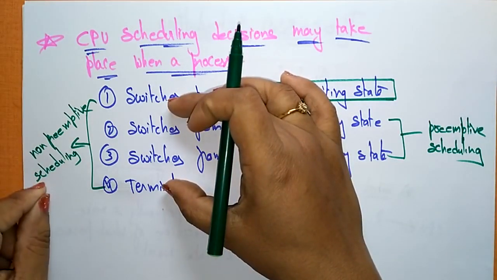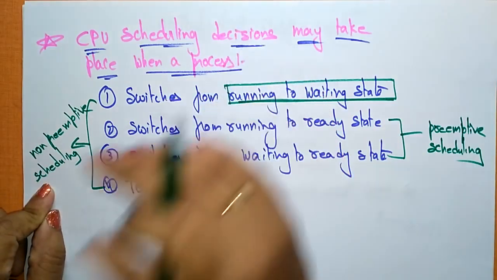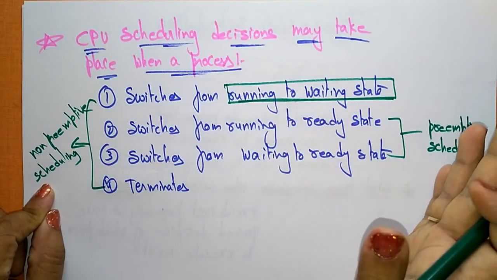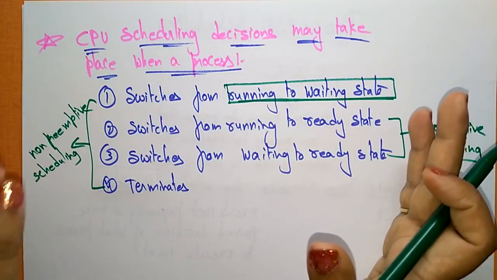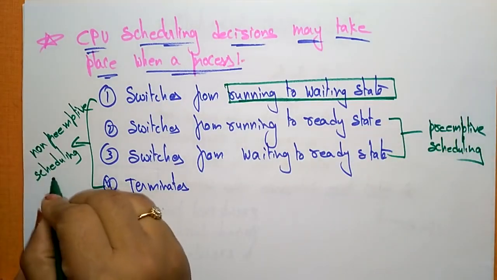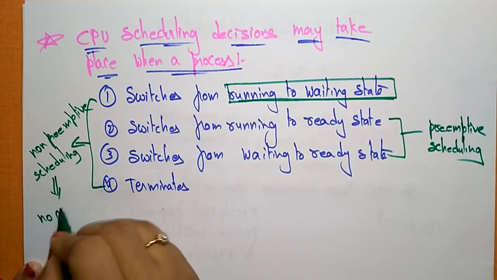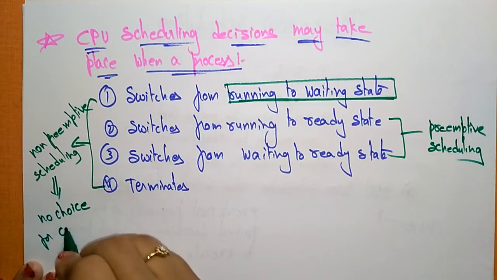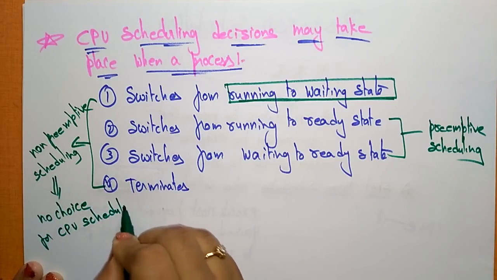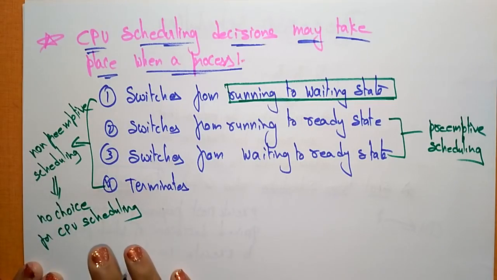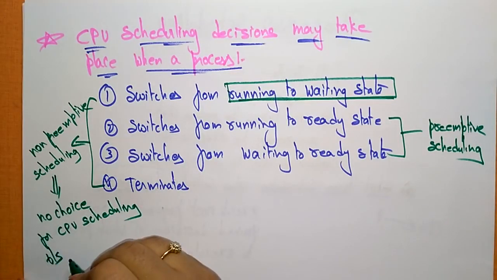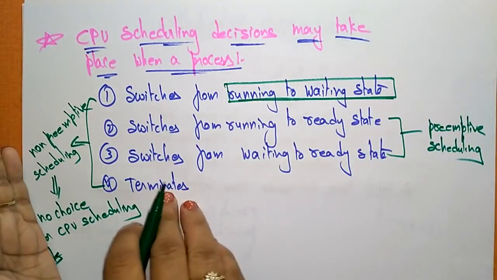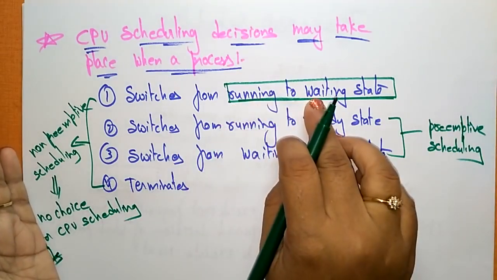So what do you mean by this non-preemptive? Non-preemptive scheduling means no choice will be there for the processor, okay, no choice in terms of scheduling. The CPU has to keep the process until it goes for waiting or terminates. So in non-preemptive there is no choice for CPU scheduling, because it has to keep the process until it goes for waiting or terminates.